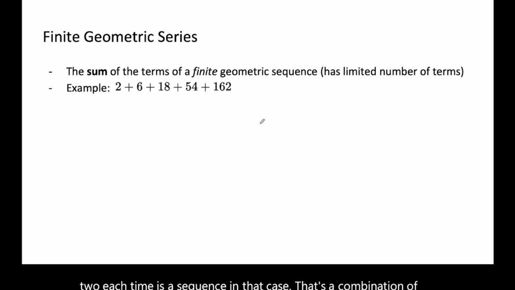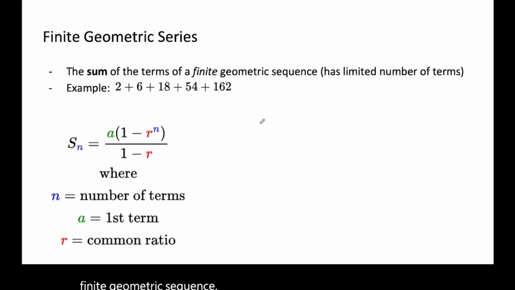To note as well for finite geometric series, the sum of the terms of a finite geometric sequence has a limited number of terms. Let's say you have 2 plus 6 plus 18 plus 54 plus 162. For the sum of terms of a finite geometric sequence, there's a formula for it. S subscript n is equal to a times 1 minus r to the n, divided by 1 minus r. So this is how you calculate the sum for finite geometric sequences.